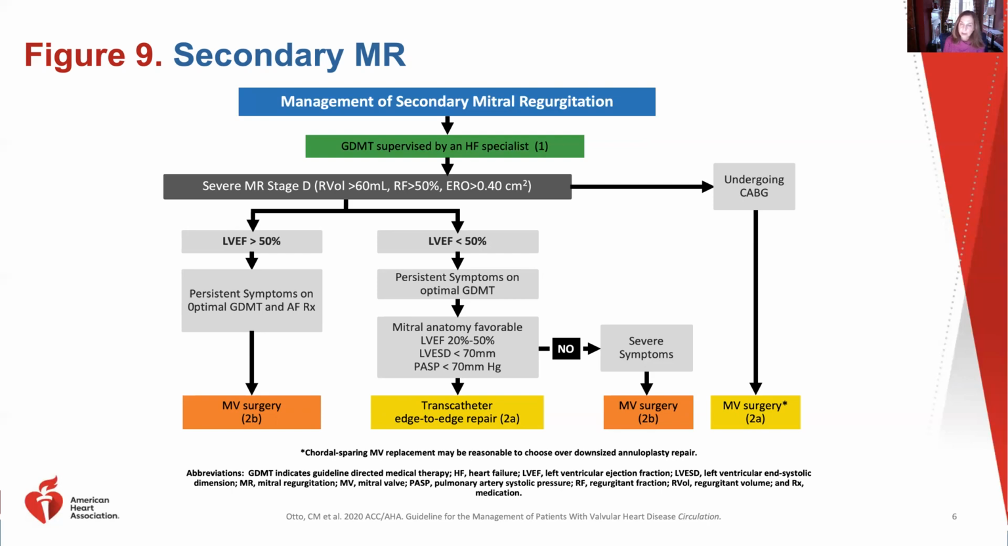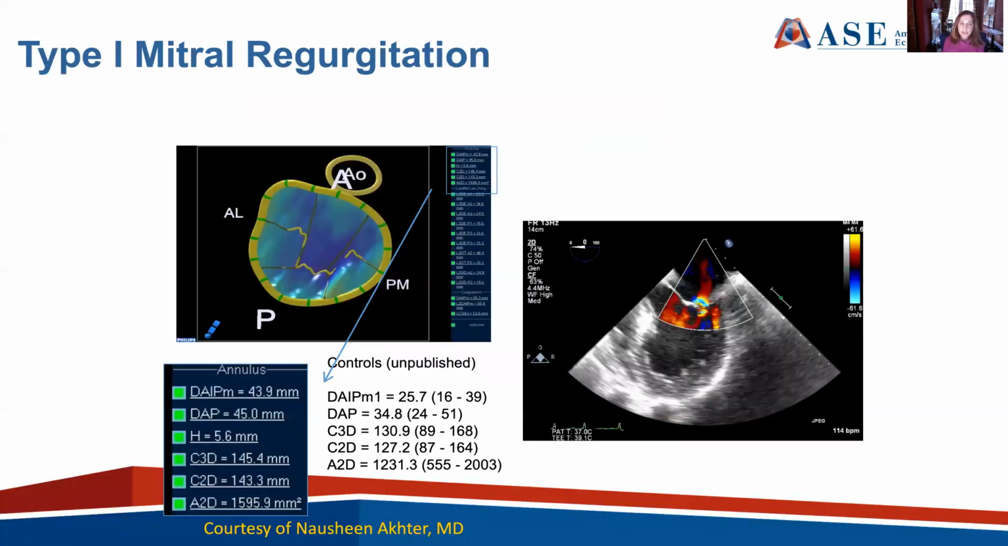than that of primary mitral valve disease, which is why it's important as imaging specialists that we accurately identify the mechanism of mitral regurgitation on the echocardiogram, because that will lead the patient on a different treatment path depending on the etiology that we identify. So let's look at some examples.